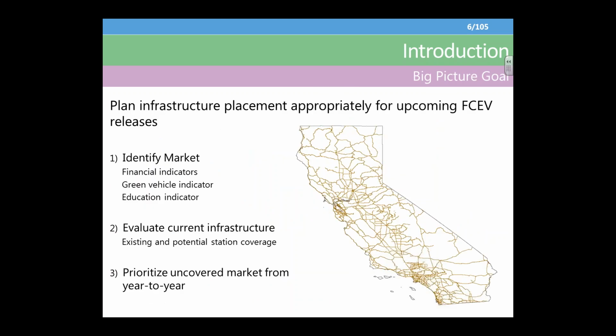So what is the big picture? What are we really trying to do with this tool? Well, it's to plan infrastructure placement appropriately for the upcoming fuel cell vehicle releases. So to do that, there's three main steps. First, you need to identify the market.